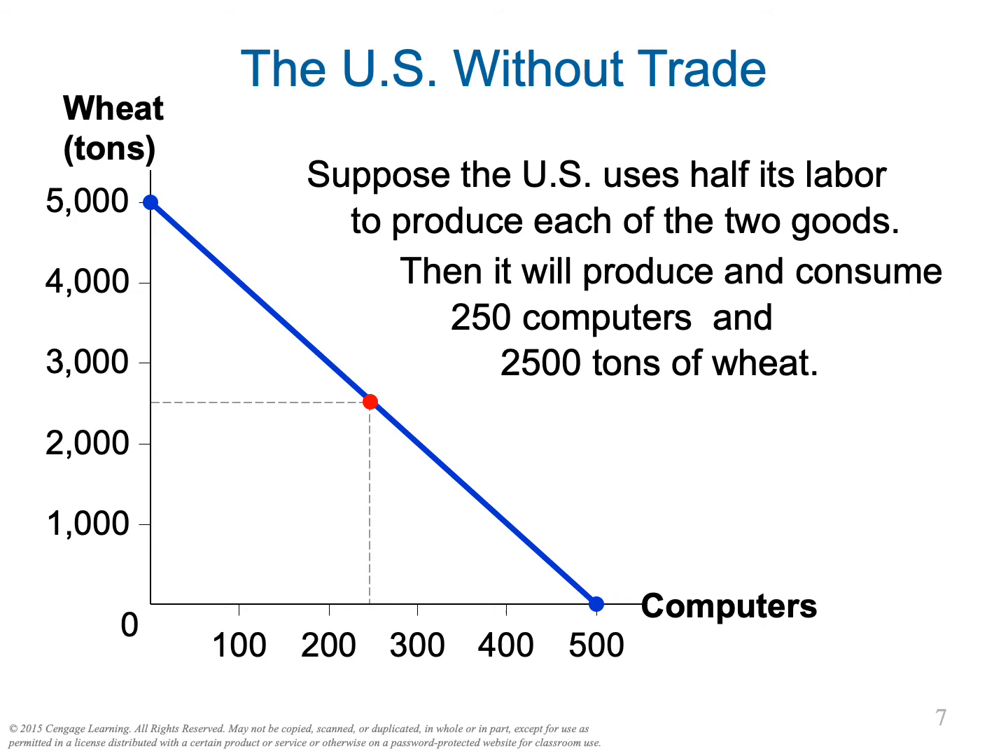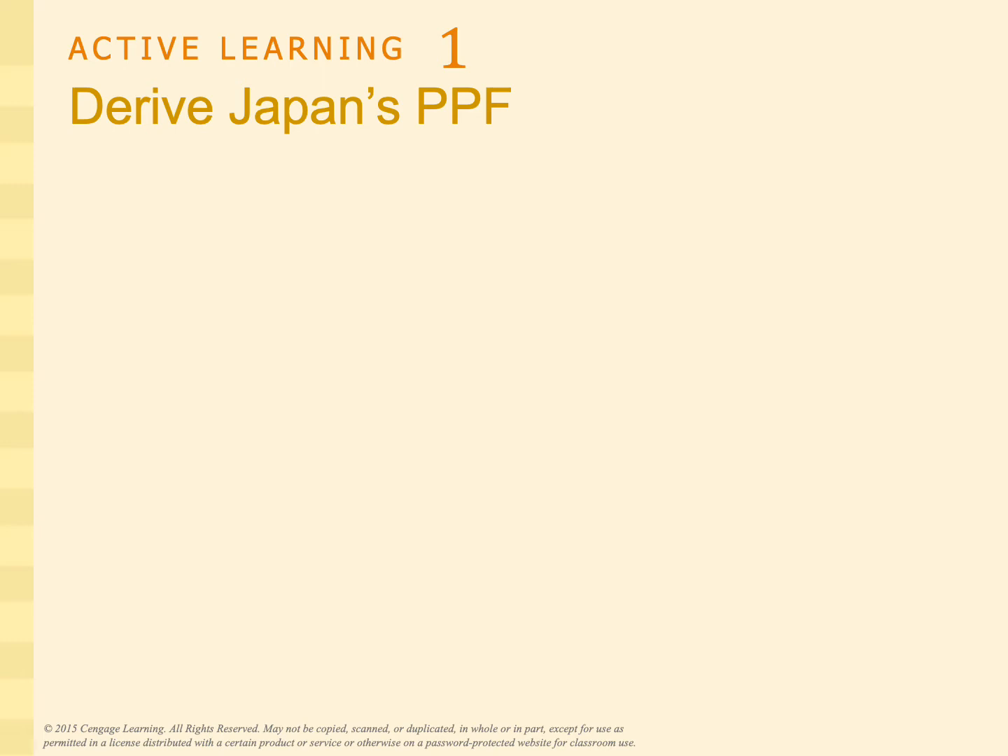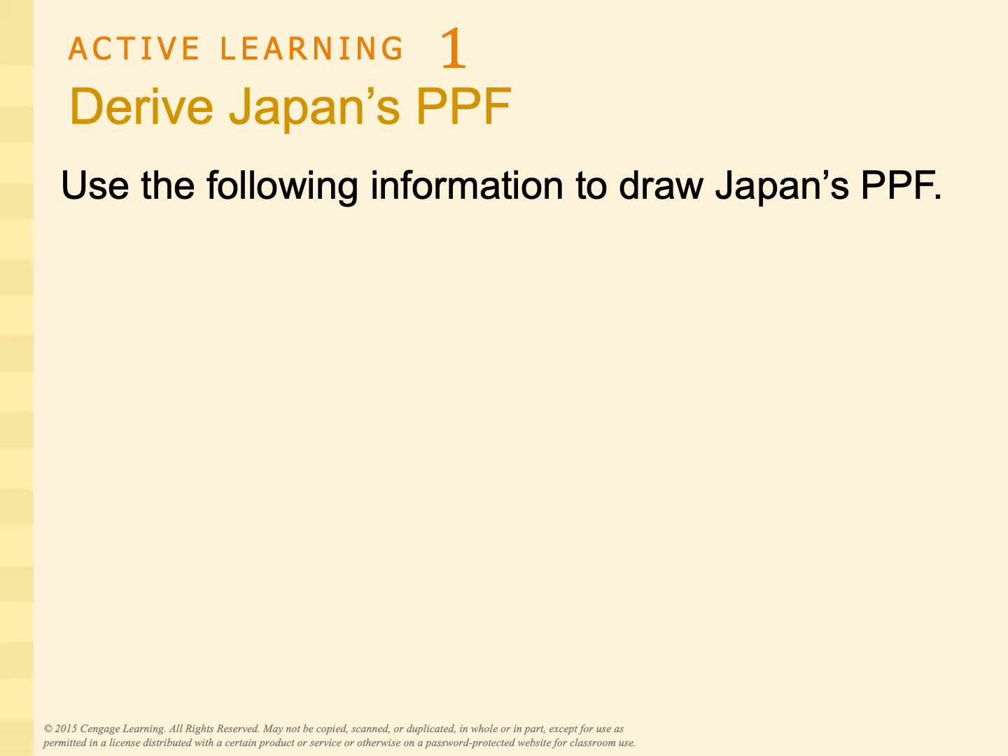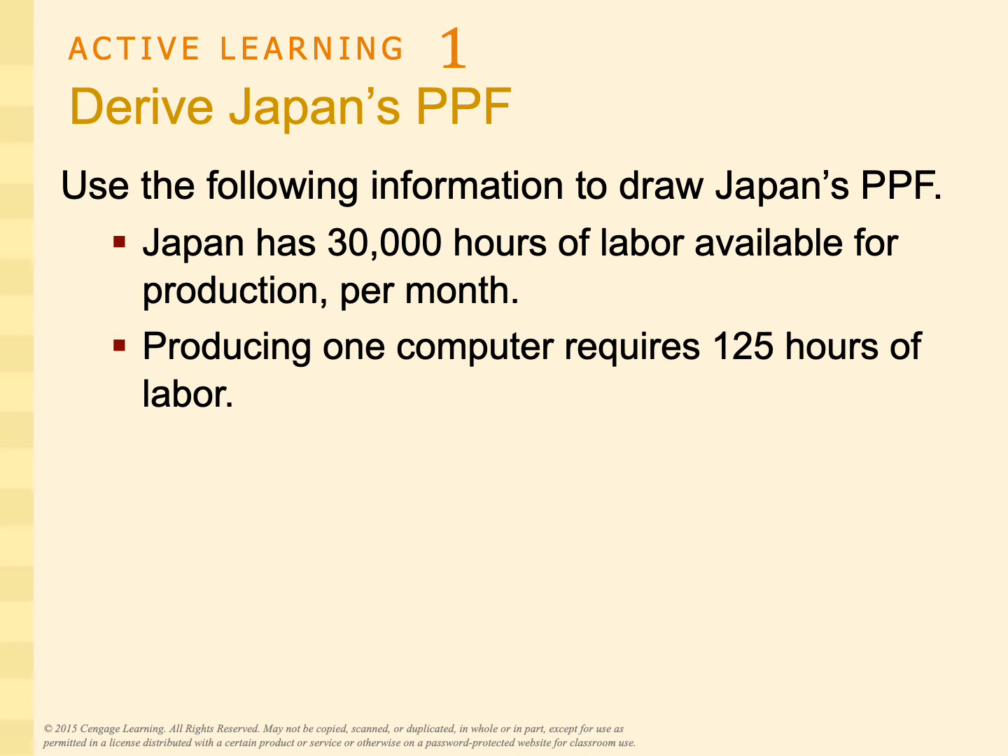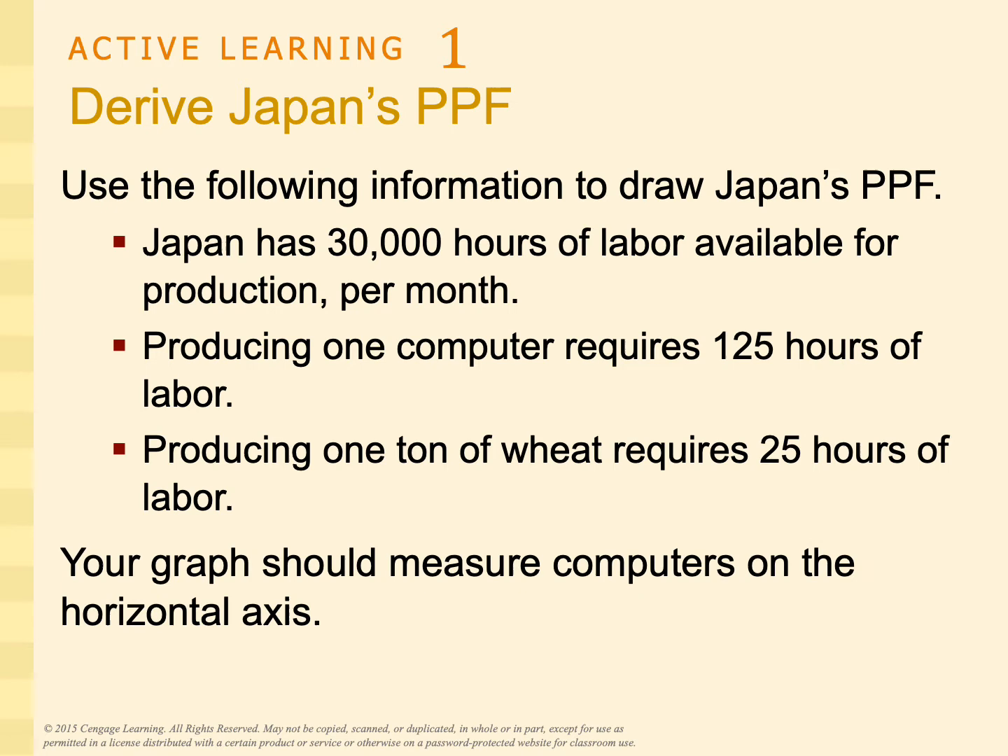Okay, so for another learning opportunity, another opportunity for practice, go ahead and derive Japan's PPF. So hopefully you did it for the U.S. Now let's go ahead and have you do it for Japan as well. So for Japan, we're going to assume 30,000 hours of labor per month. We're going to assume that one computer requires 125 hours of labor from Japan, and that one ton of wheat requires 25 hours of labor. And again, put computers on the horizontal axis. So go ahead and pause the video and practice sketching out the PPF for Japan using this information.